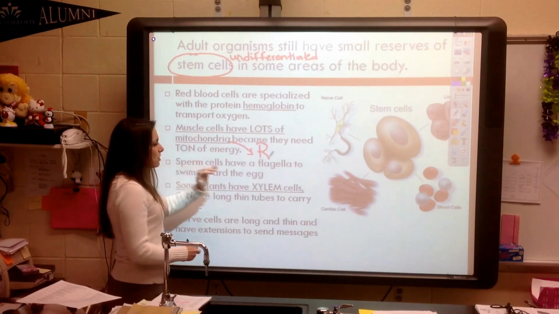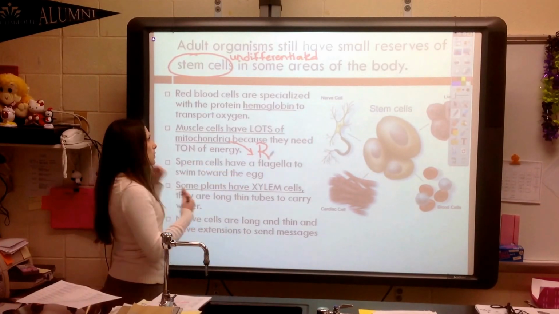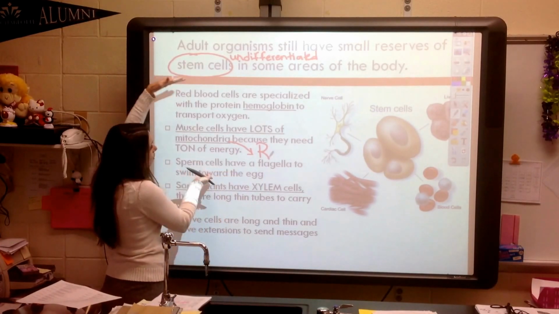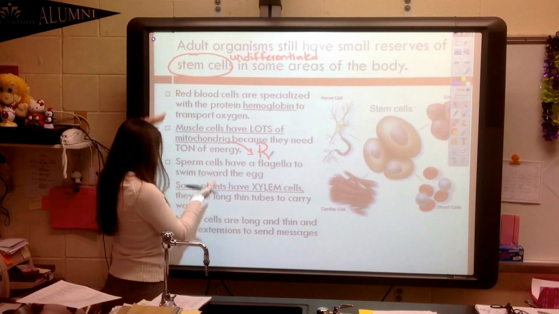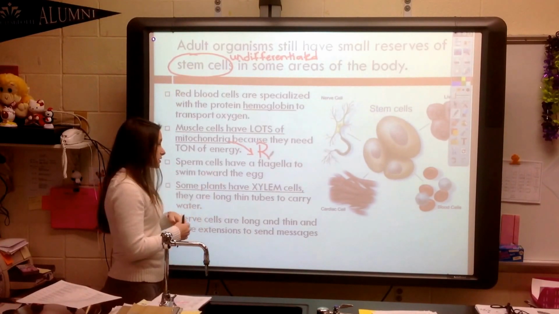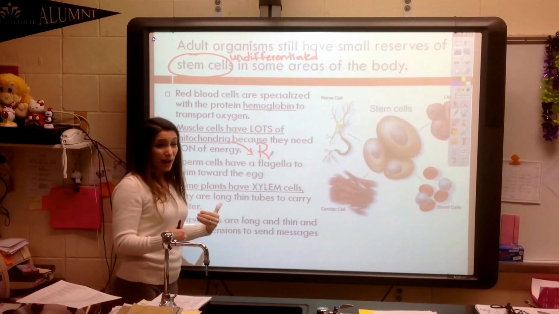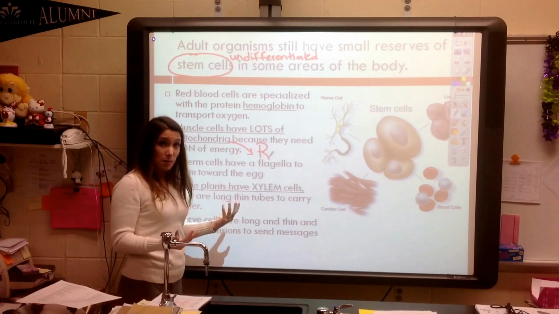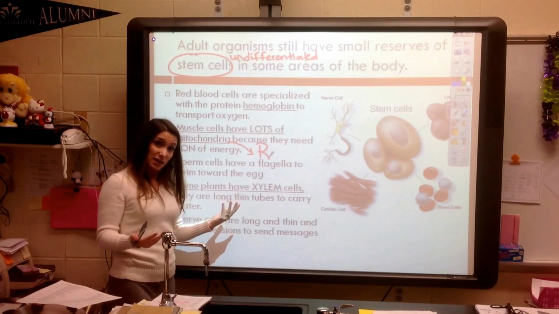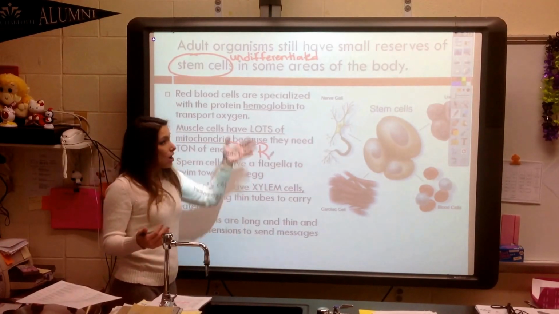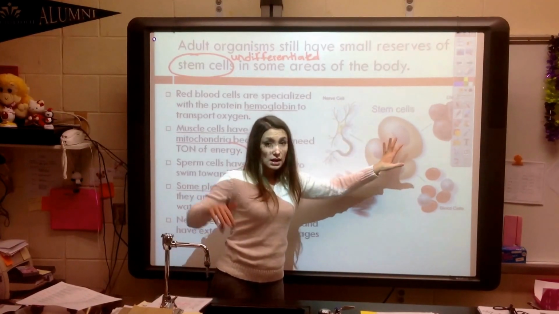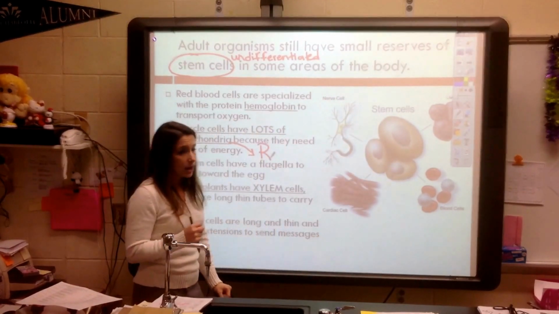Some plants have what are called xylem cells. So what we want to notice here is, yes, human cells are differentiated, but so are things like plant cells. They have certain tubes that help carry water. We don't have those tubes because we're not plant cells. What made us different like that? Our DNA. Our cells have certain DNA, plant cells have certain DNA.